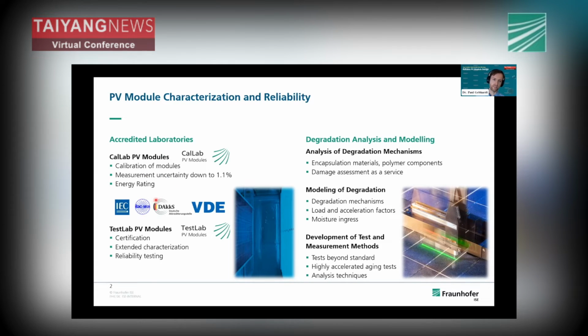I was talking about the accredited test labs on the left and the degradation analysis on the right side. Additionally to this, we also develop test methods and measurement methods that go beyond the normal standard tests, for example, for qualification in special climates or special applications like floating PV or special environmental conditions. And we also develop new analysis techniques for special failures or similar things.